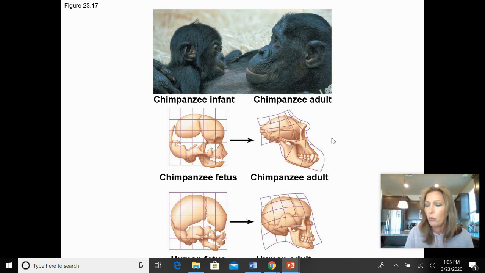One of the terms that I need you to know is heterochrony. What that term is referring to is the fact that, for example, bones in our body all have different timing of when they stop growing.